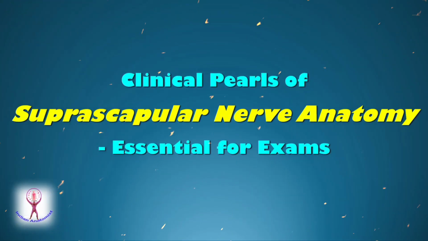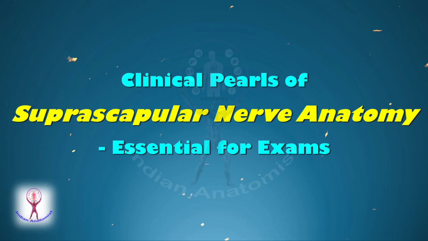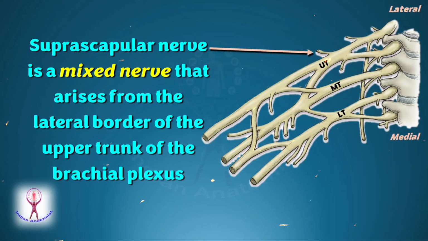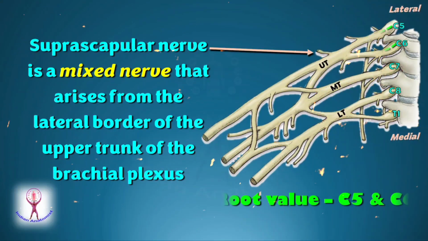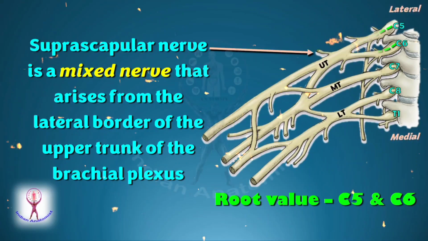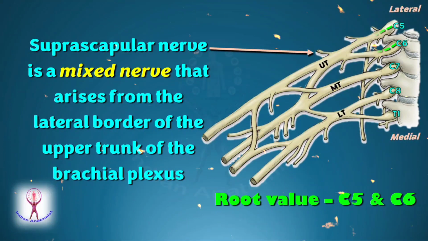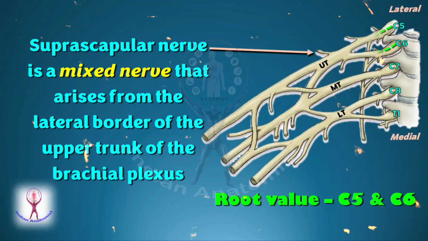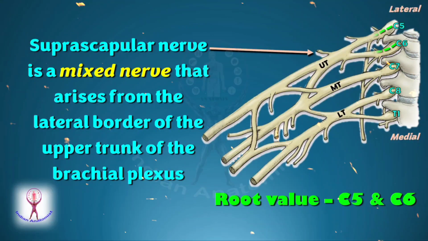Today, I am going to discuss the suprascapular nerve formation, course, branches, and its clinical anatomy. Suprascapular nerve is a mixed nerve that arises from the lateral border of the upper trunk of the brachial plexus, whose root value is C5 and C6. Please see the illustration of brachial plexus given. The dotted lines represent the nerve fibers coming from the C5 and C6 of the upper trunk of brachial plexus.